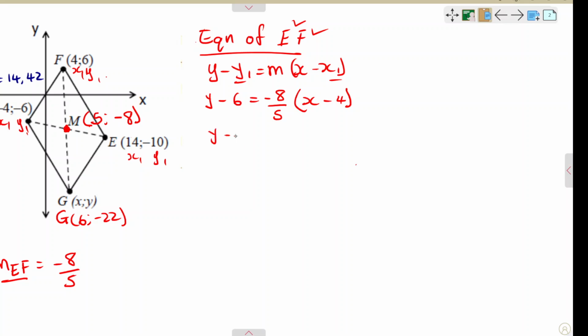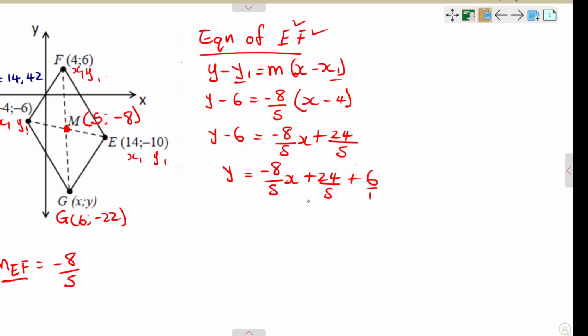So I have y minus 6 is equal to negative 8 over 5x. Negative 8 over 5 times negative 4. That's going to be 8 times 4, which is positive 24 over 5. So it's going to be positive 24 over 5. Then we have to now take the 6 to the other side. So I have y is equal to negative 8 over 5x. Take that 6 to the other side. When you take that 6 to the other side, it's going to be positive 6. Remember, this 6 is over 1.